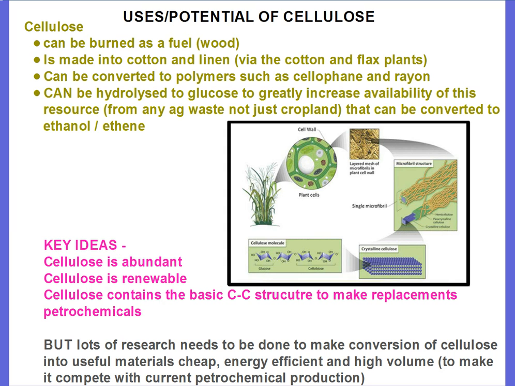So any ag waste, not just cropland, can in theory be turned into glucose, which then can be turned into ethanol and then bioethylene. So what are the key ideas? Cellulose is abundant, cellulose is renewable, and cellulose contains the basic carbon-carbon structure to make replacement petrochemicals. That's that phrase straight from the syllabus.